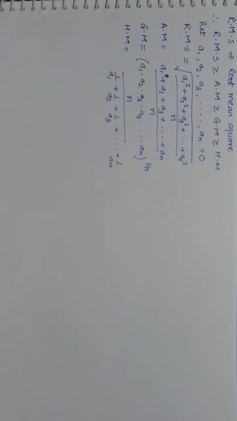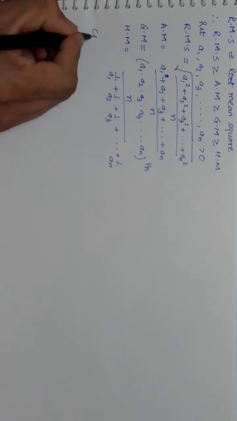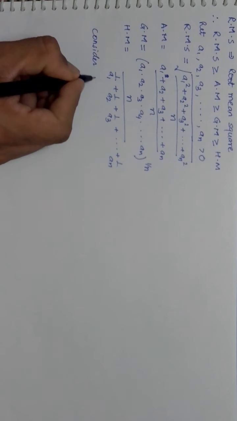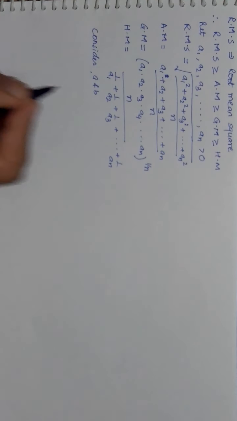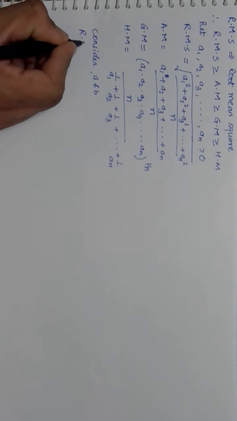Now we will check whether this is correct, or rather we can say we can prove it. But I will not take so many numbers, because if I take so many numbers, it will be difficult to solve. So what I am doing is taking only two numbers. Consider two numbers A and B. Then first we will check the relation between root mean square and arithmetic mean.